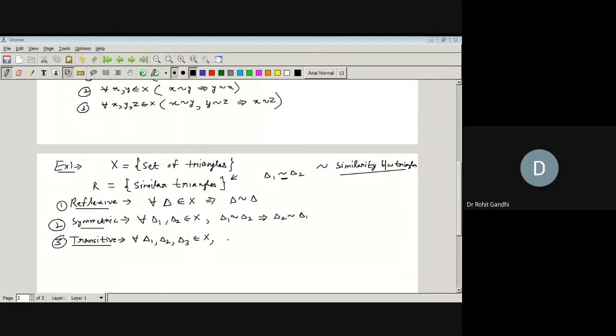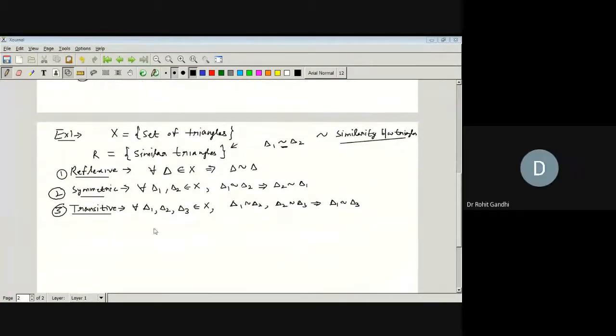Okay, so in place of x, y, z, I am taking delta 1, delta 2, delta 3. Suppose I have three triangles such that delta 1 is similar to delta 2 and delta 2 is similar to delta 3. So this always implies that delta 1 is also similar to delta 3, right? Yes sir. So that means ये जो relation है, relation of similarity between the triangles, this is an equivalence relation. ये क्या है? Equivalence relation.